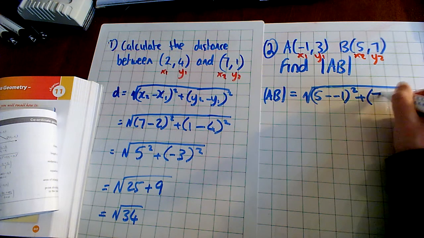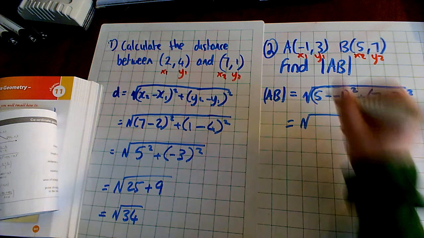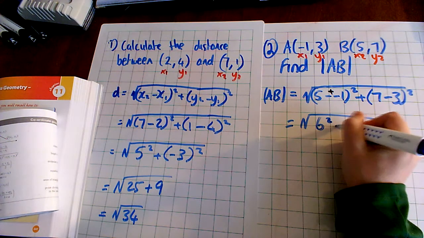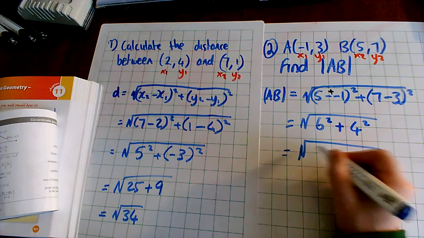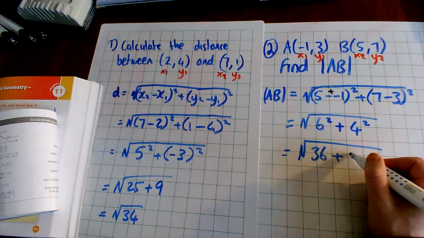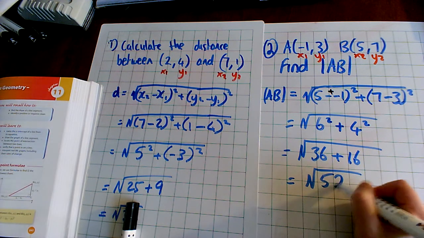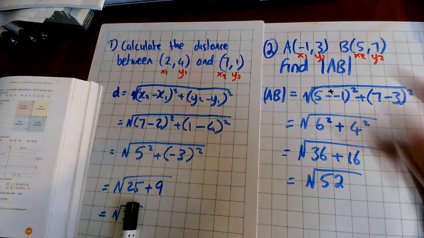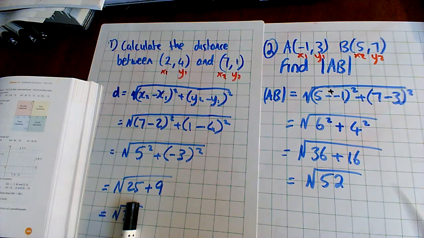Plus (y2 minus y1), that's 7 minus 3, and that's to be squared, equals. I think we all know that when you have a minus minus, that's actually going to be a plus. So it's 5 plus 1 is 6 squared, plus 7 minus 3 is 4 squared. So we end up with the square root of 36 plus 16, which is equal to the square root of 52. And that's the first example on page 248. That's from your book. This one I've made up. This is from your book.